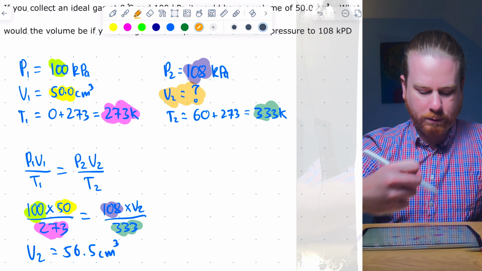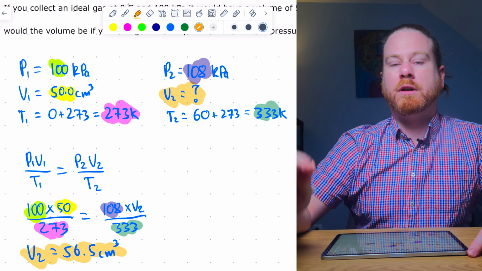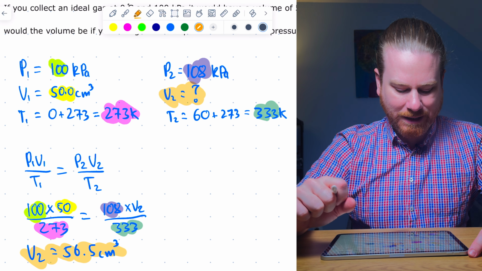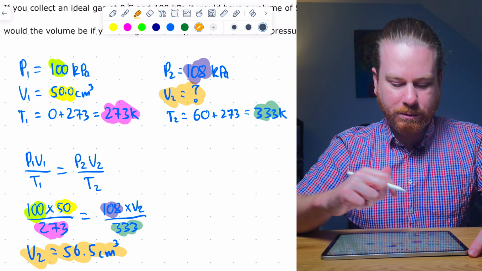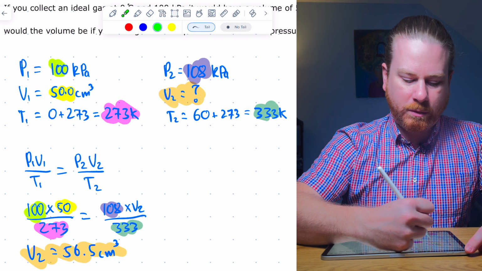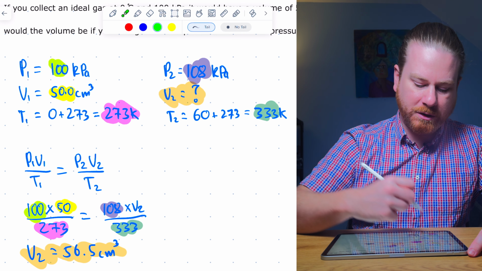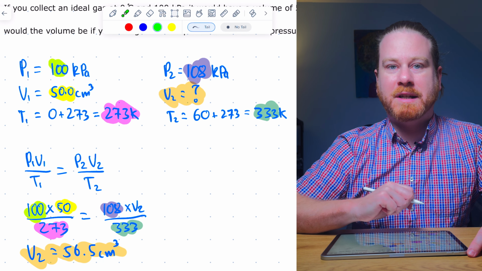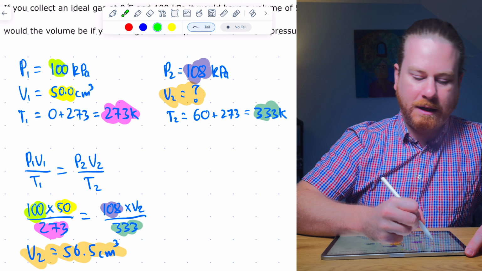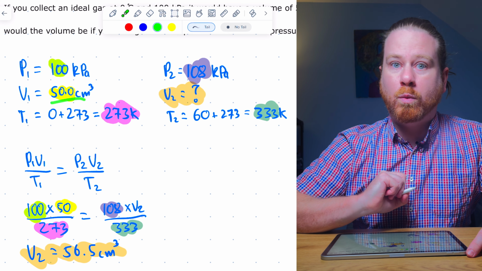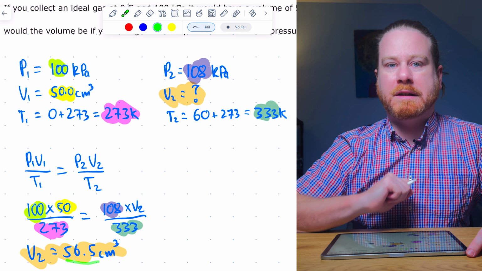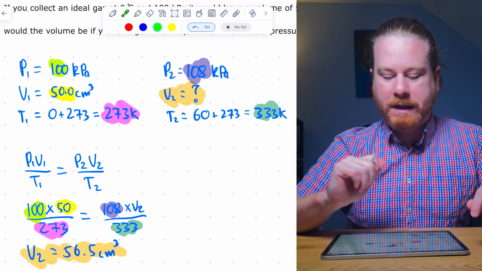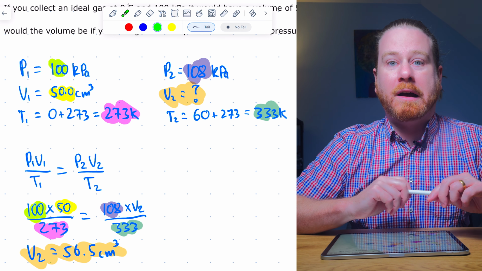So nice and straightforward. Once you put all the numbers in, you're going to get an answer of 56.5 centimeters cubed. And again, because our start volume was centimeters cubed, our final answer has to be in centimeters cubed. And as this is to 1 decimal place, then our answer is to 1 decimal place. Very simple, very straightforward, I hope.